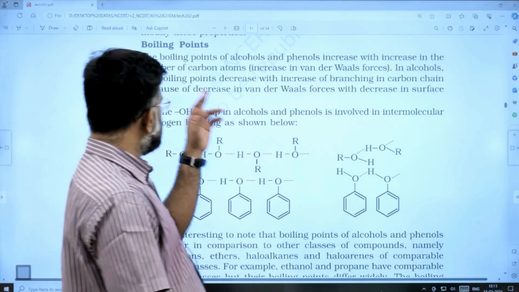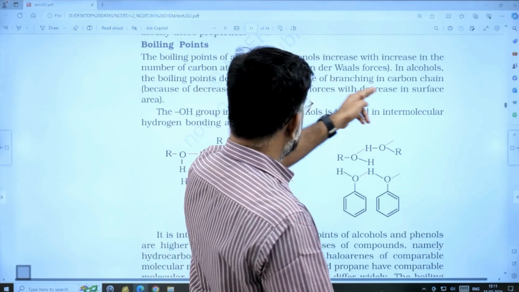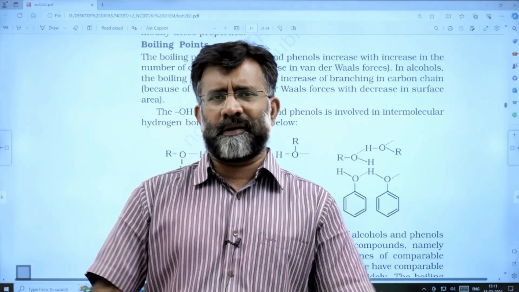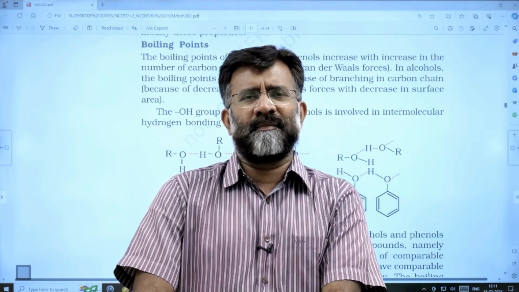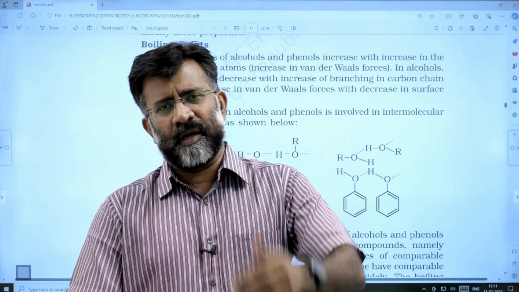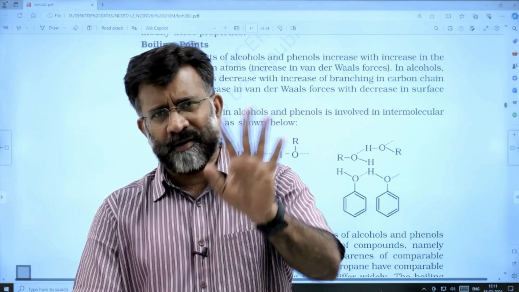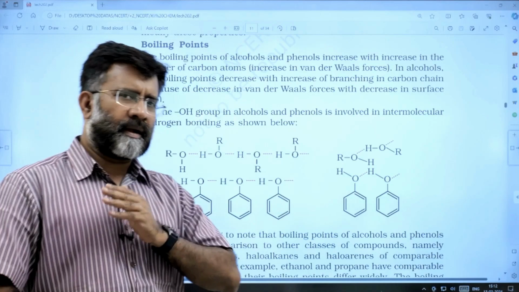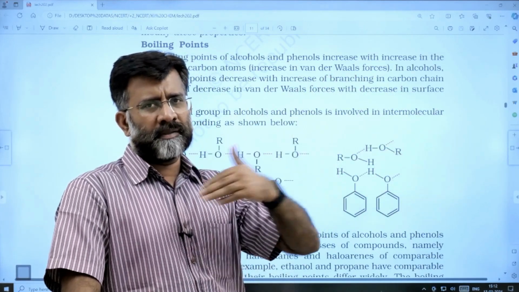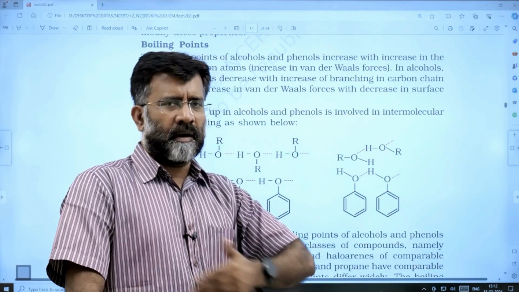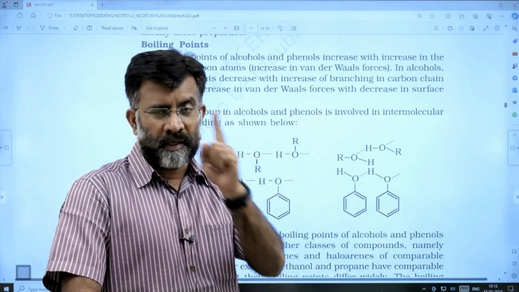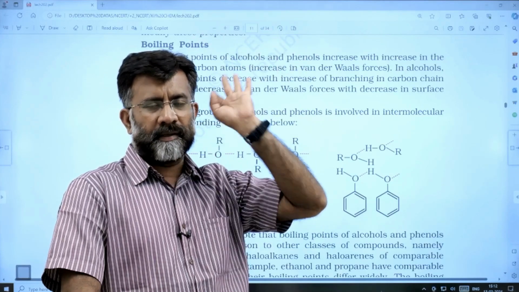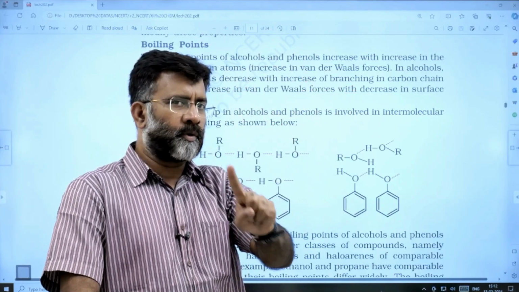In alcohols, the boiling point decreases with increase of branching. That is not only in alcohols, that happens with all organic molecules: with increase in branching, boiling point decreases. That is quite natural, right? But when you compare alcohols in particular with hydrocarbons, ethers, aldehydes and ketones, remember, alcohols will have a higher boiling point due to hydrogen bonding.